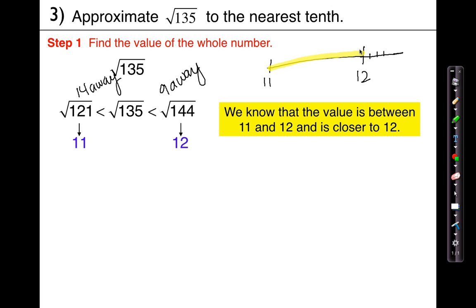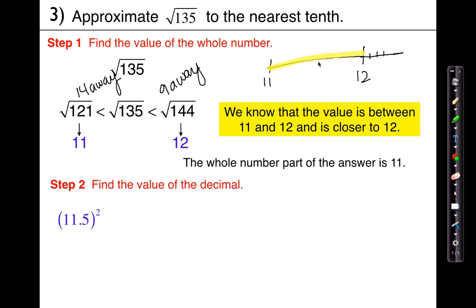Okay, so for that, guaranteed, it has to start with an 11. It can't start with the 12. But because it's closer to 12, I'm going to go ahead and start with maybe 11.5. Okay, and here it's totally subjective. I might start with 11.5. You might think 11.6 is better, etc. It's all subjective.